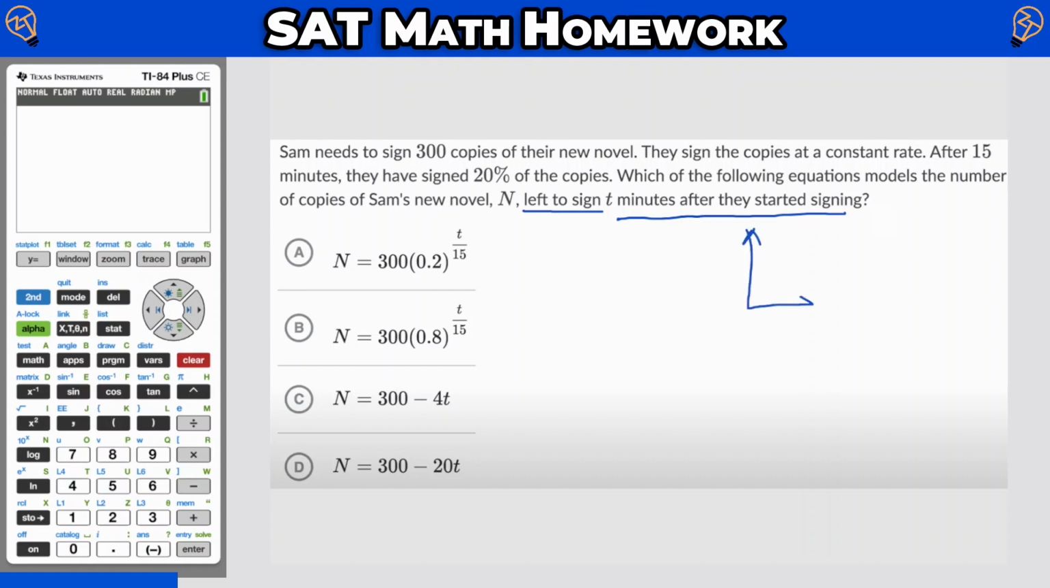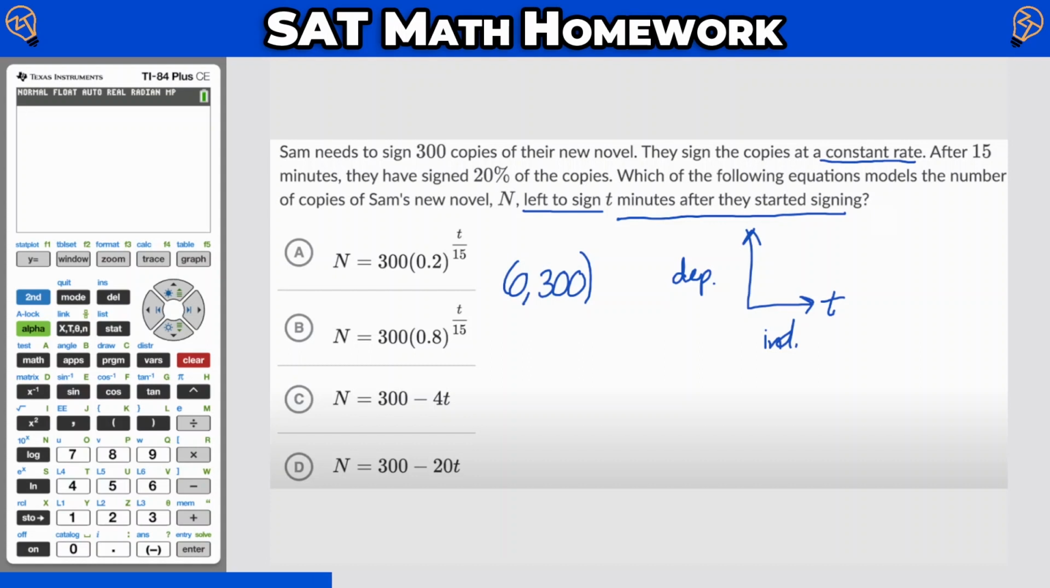Now, note that time is always on the independent axis. It's independent of everything. And then anything else is on the dependent, in this case, number of copies left to sign. So if we're setting this up with ordered pairs, we're going to say at 0 minutes, there were 300 copies left to sign.